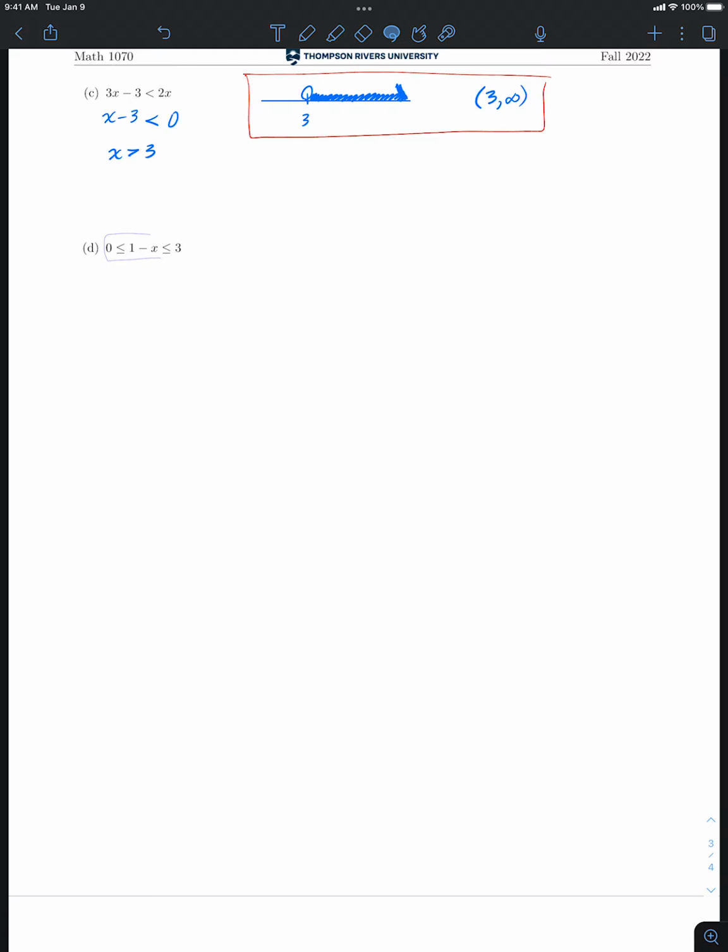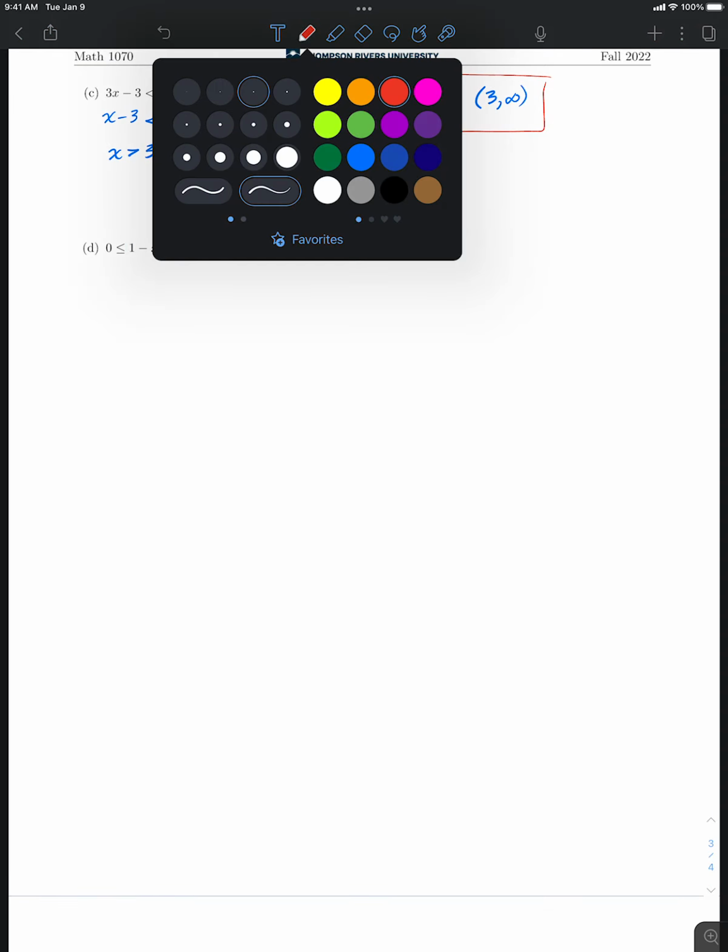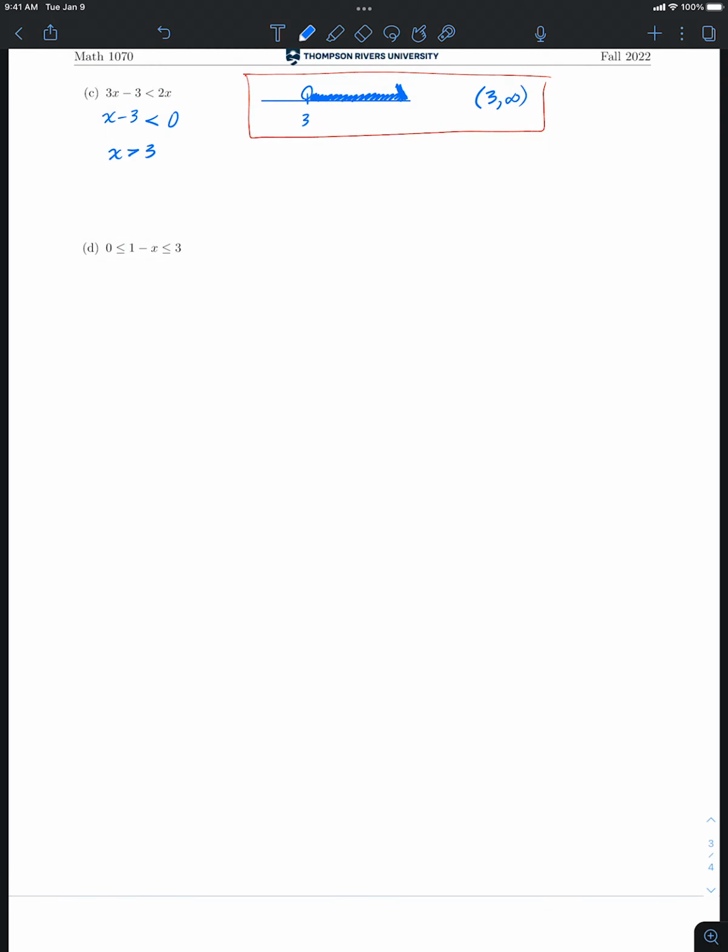We've got 0 is less than 1 minus x, and we've got 1 minus x is less than or equal to 3. And just understand that we're working with two inequalities at once, and anytime we do something to one side of either inequality, we have to do it to both sides of either inequality. So in other words, just think of it this way. Here's a simpler way to think about it. You have three sides in a sense, right? You've got a left side, a middle side, and a right side.